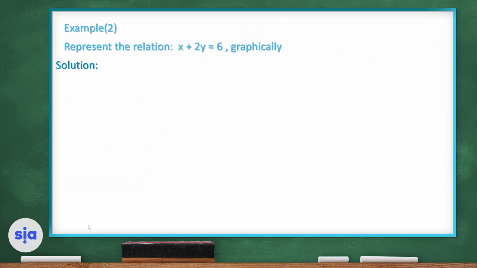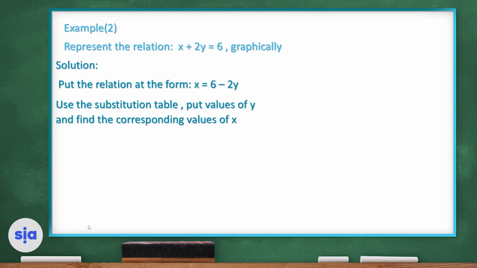Example number 2. Represent the relation x plus 2y equals 6 graphically. To represent this relation graphically, we need to make it as x equals or y equals. So we can write the equation as x equals, move the 2y to the other side, so it will be x equals 6 minus 2y. After that, we're going to use the substitution table to put values of y and find its corresponding values of x.